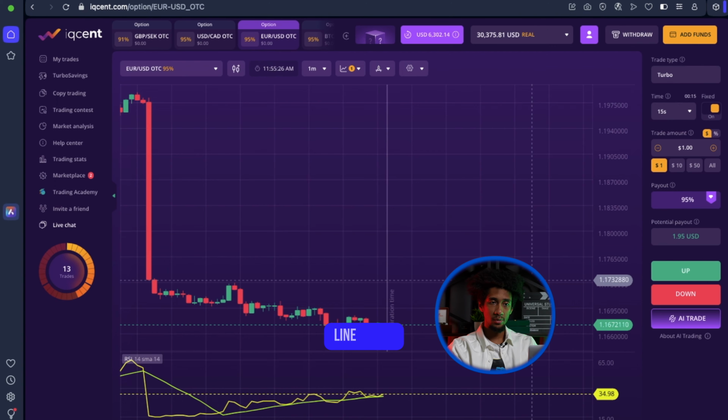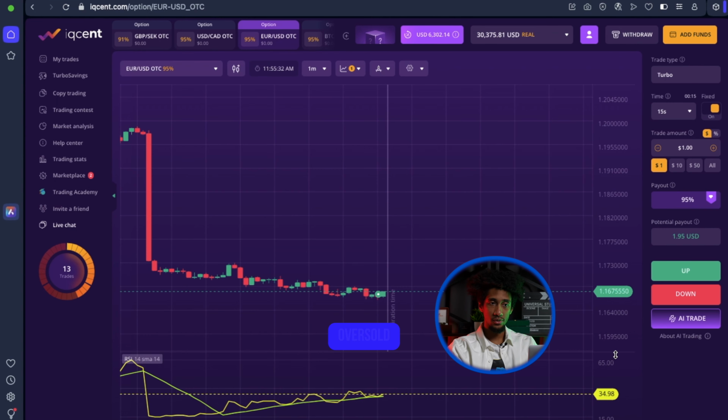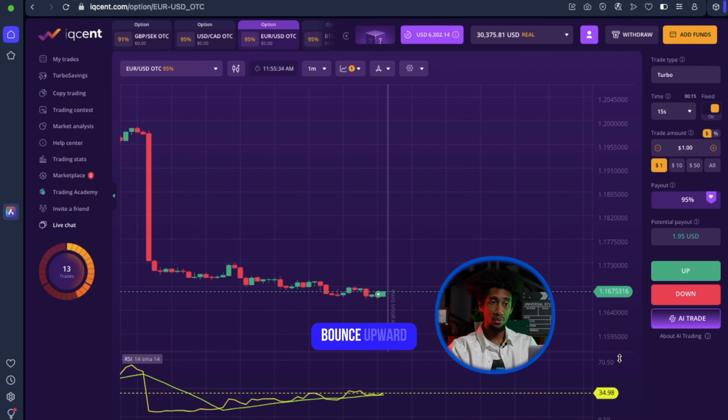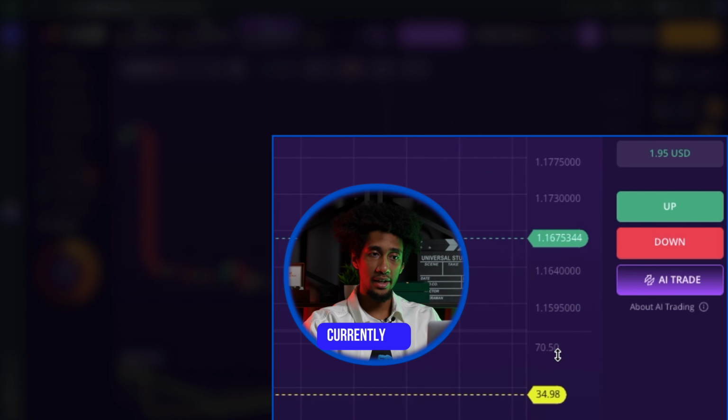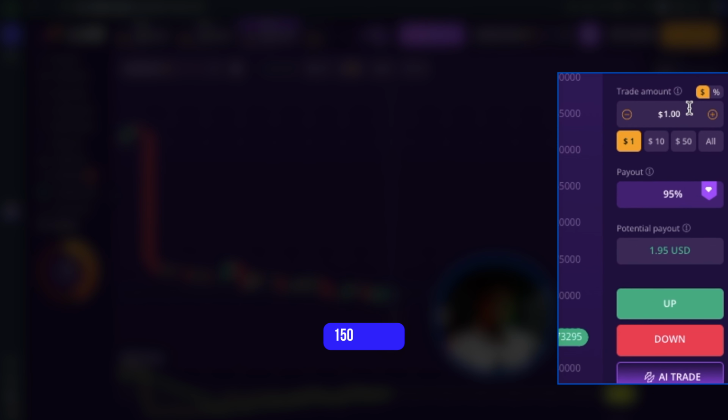It's simple. If the line moves towards 70, the market's overbought. Expect a possible drop. If it dips near 30, it's oversold. Price may bounce upward. Look here, RSI is currently at 34. That means EURUSD is heavily dipped. Perfect time to consider an upward trade. Placing a $150 trade up.